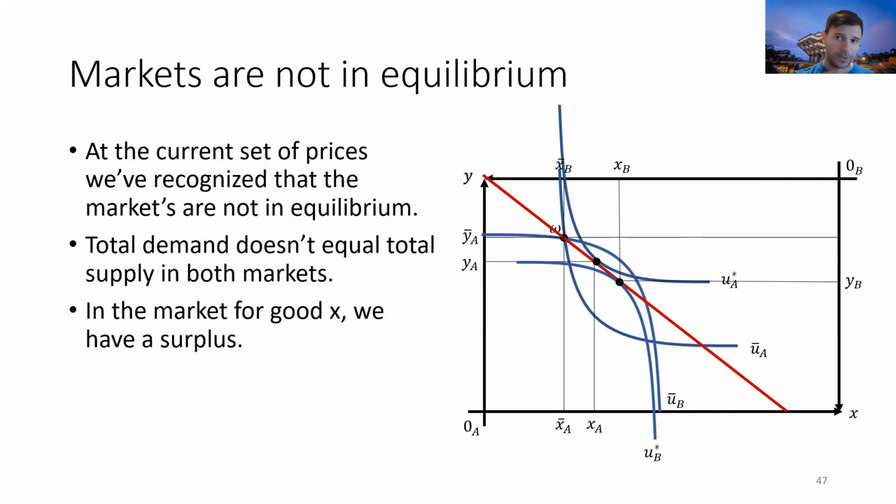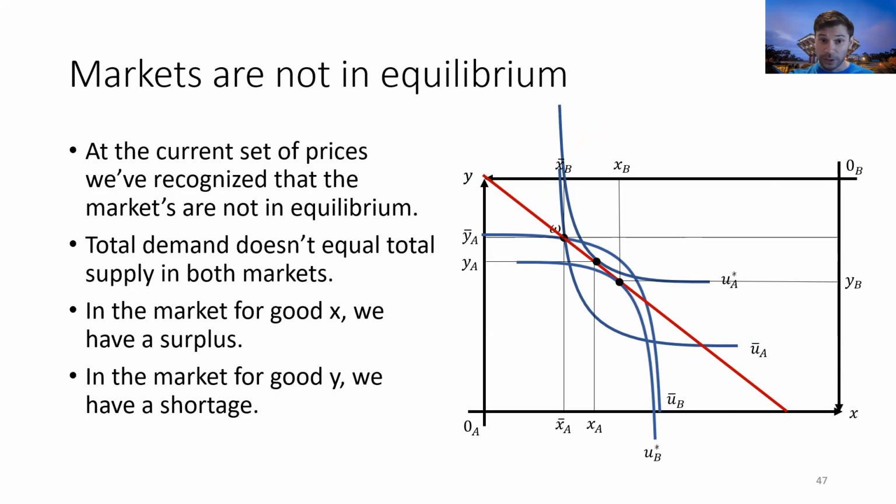Okay, we recognize we got a surplus in the market for good X. We have a shortage in the market for good Y. And what I'm going to do now is take a partial equilibrium snapshot of each of these markets. We want to remember here again that X was in surplus and Y was in a shortage.